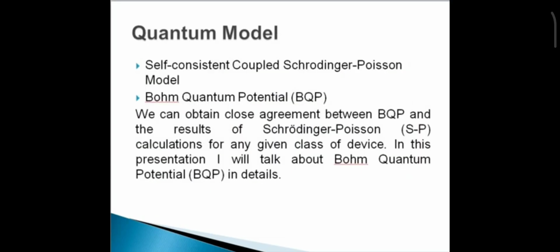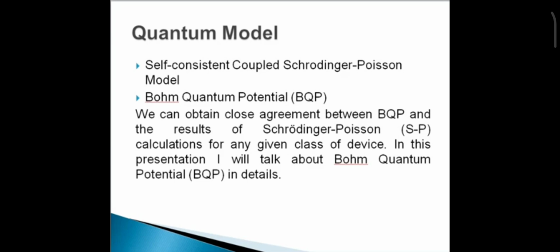My dear friends, there are two quantum models in Atlas TCAD. First one is a self-consistent coupled Schrödinger Poisson model, and the second one is Bohm quantum potential model. We can obtain close agreement between these two models, BQP model and the Schrödinger Poisson calculation, for any given class of device. In this presentation, I will talk about Bohm quantum potential model in detail.